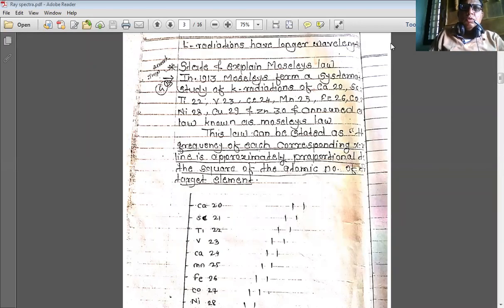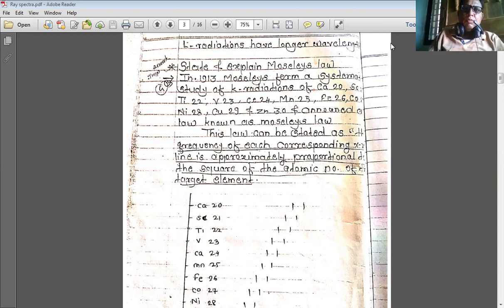Hello students. Today we are going to do the second lecture on X-ray spectra. This chapter is X-ray spectra in atomic and molecular physics. The question is Moseley's law: how to ask it in an examination, state and explain Moseley's law.